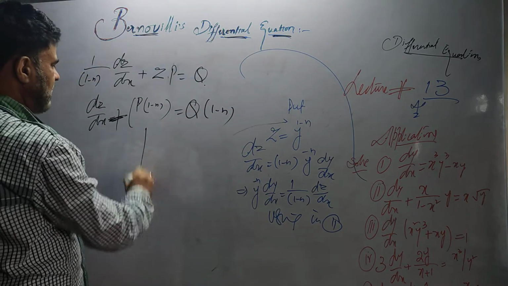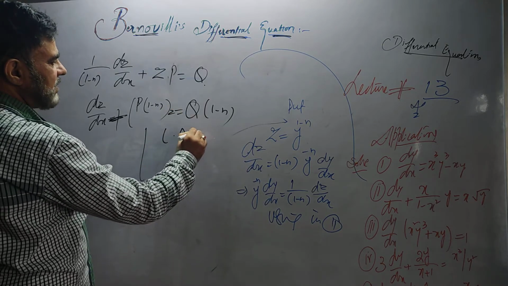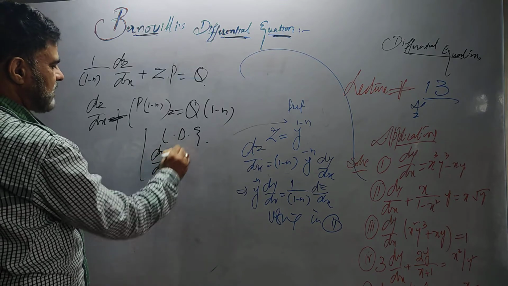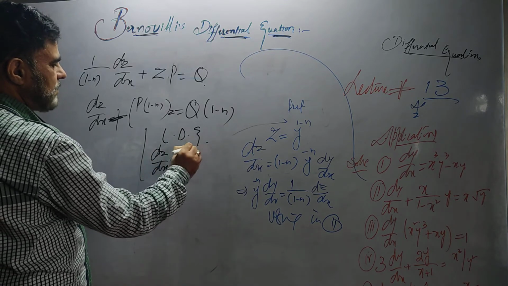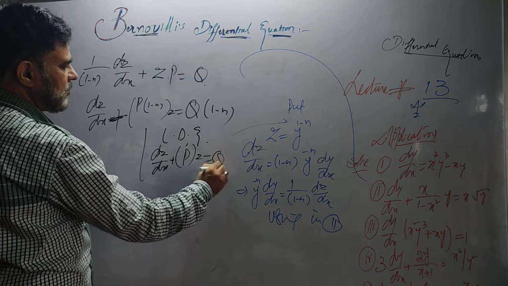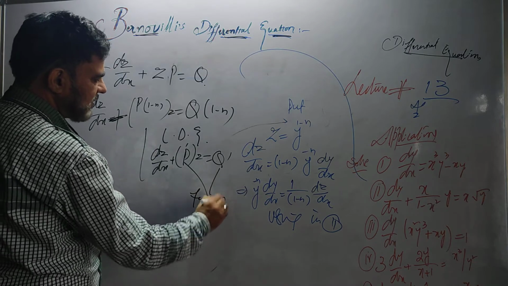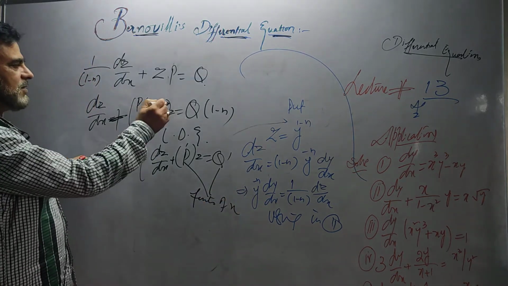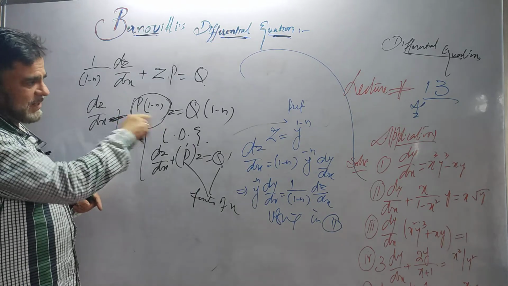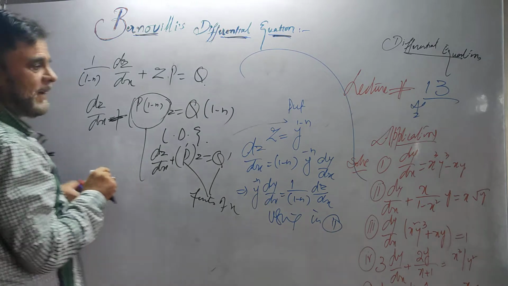Now it is a linear differential equation in z, of the form dz by dx plus p dash z is equal to q dash. What are p dash and q dash? These are functions of x. Because our p is a function of x, it remains a function of x with the constant 1 minus n, and q dash is also a function of x.